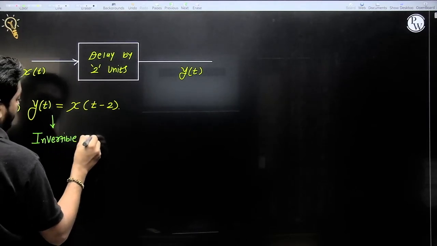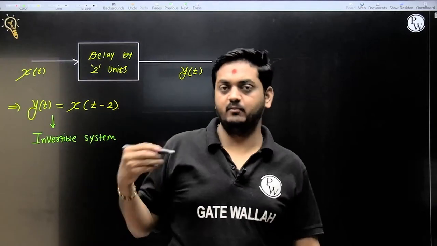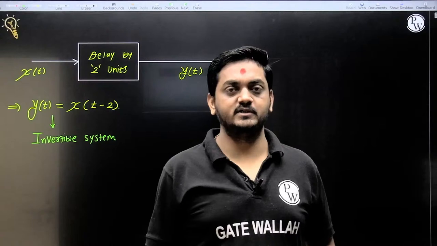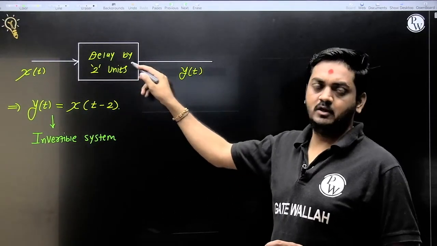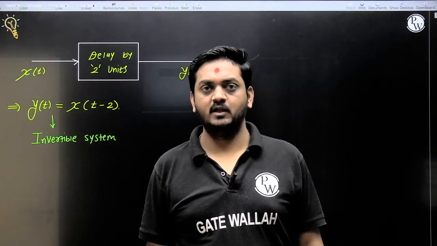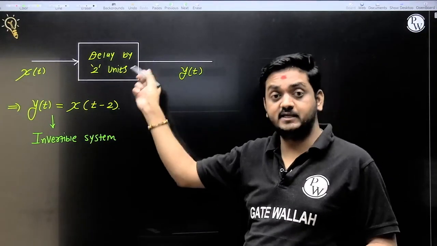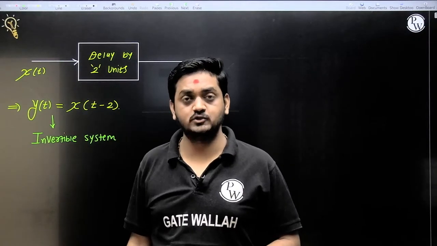Invertible system. If an invertible system is there, then its inverse system also exists. Inverse system means that by giving the output of this system to its inverse system, you will get the original input, x of t.